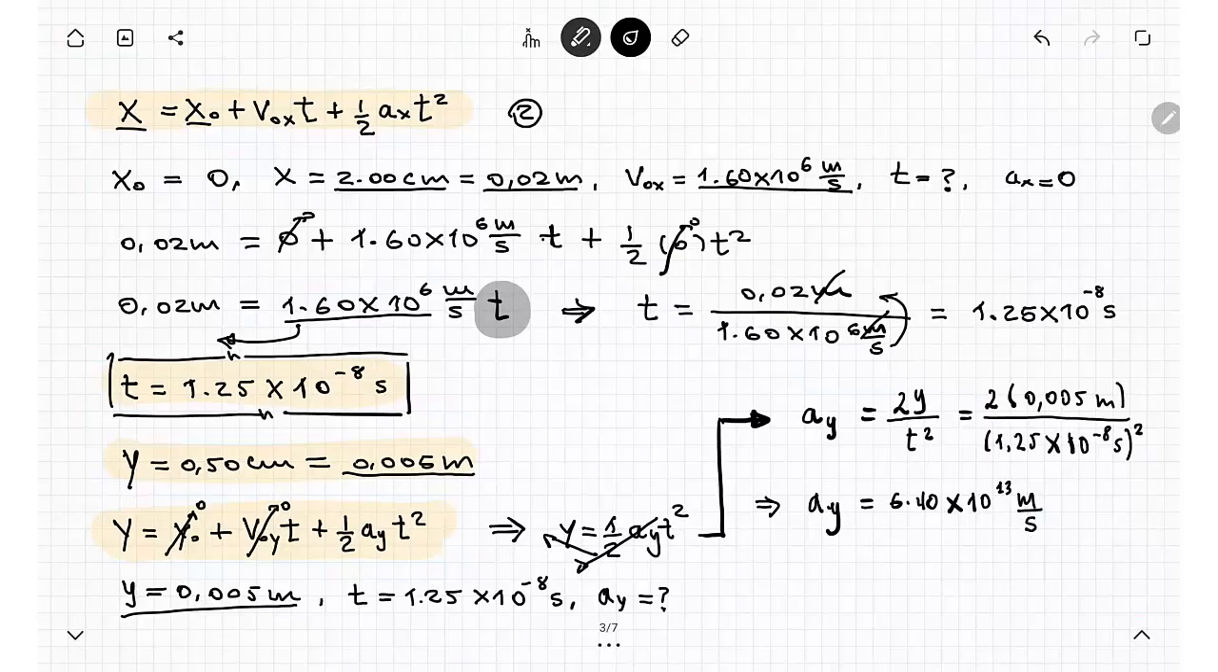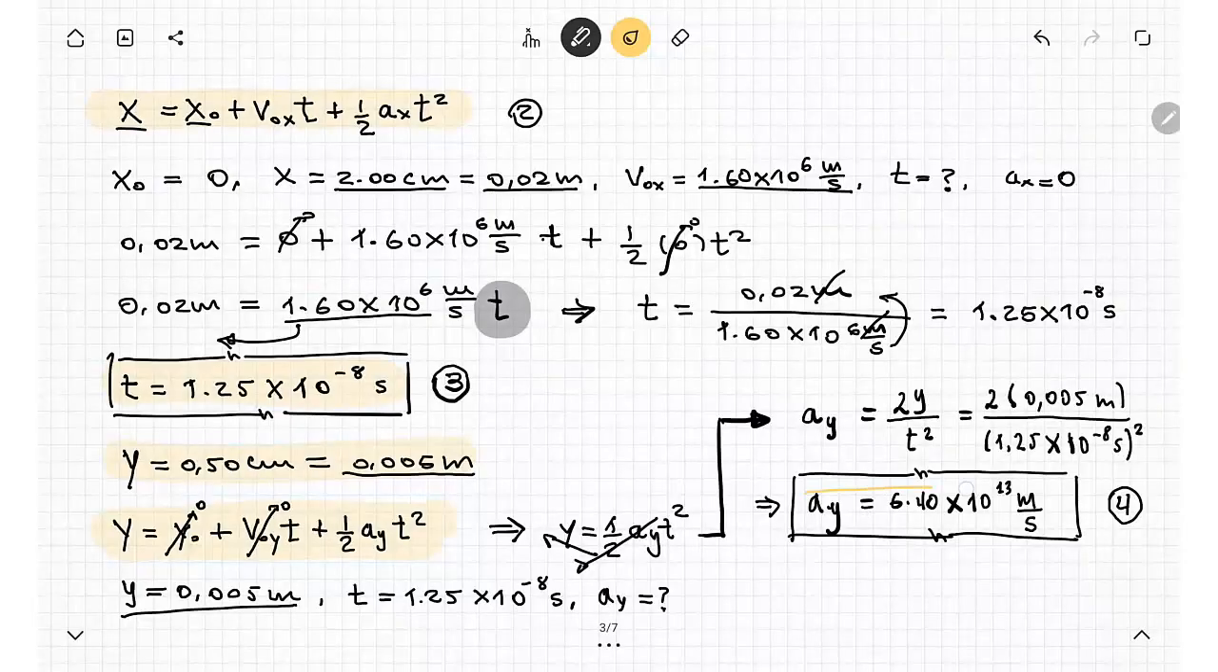Okay, let's call this equation number 4. I forgot to write this and call this equation number 3, and I want to call this number 4. This is not really an equation, it's already a result, but anyways, I want to call it number 4. That's the result of the acceleration.